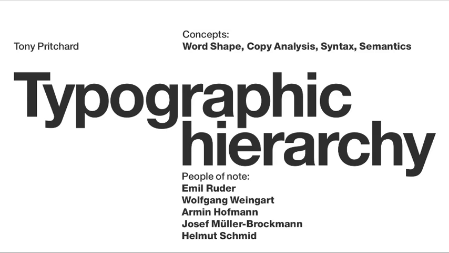The work of Emil Ruder, Wolfgang Weingart, Armin Hoffmann, Joseph Müller-Brockmann and Helmut Schmidt is worth investigating. Their typographic compositions not only exhibit the notion of hierarchy determined through analysis, but the power of visual form inherent in letters and words. The beauty in their work isn't necessarily imposed through personal whim, but rather in discovering typographic ideas within the given information and drawing this out. The skill is in this intense form of seeing.